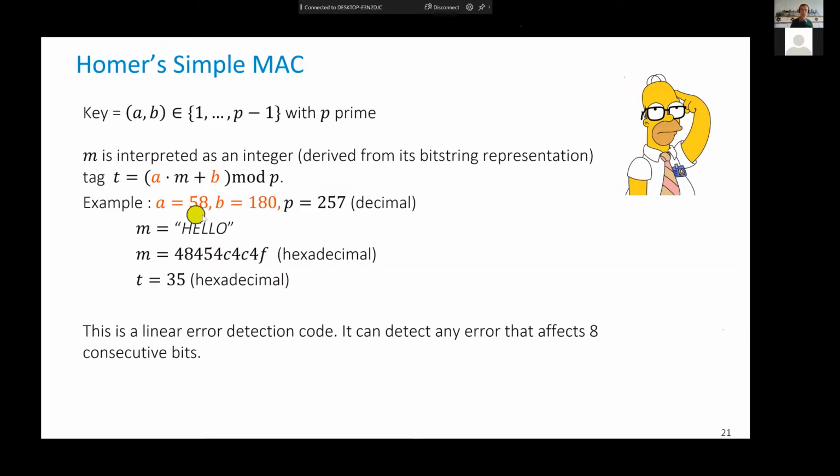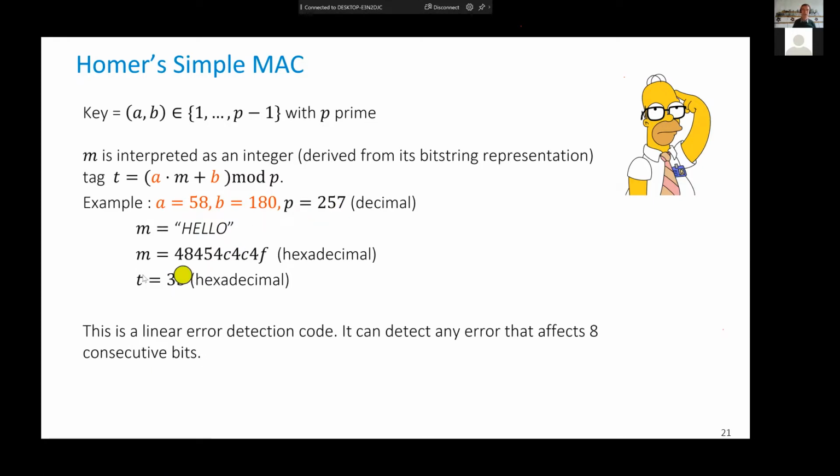Then I multiply this by 58. Now 58, I wrote it in decimal. I add 180, and I take the modulo 257. The modulo means I do the integer division of this number by 257, and the modulo is the remainder. If I do this, I find a remainder which is 35. Here I wrote it in hexadecimal to be consistent with those. So it means 3 times 16 plus 5. So that's a number between 0 and 256.